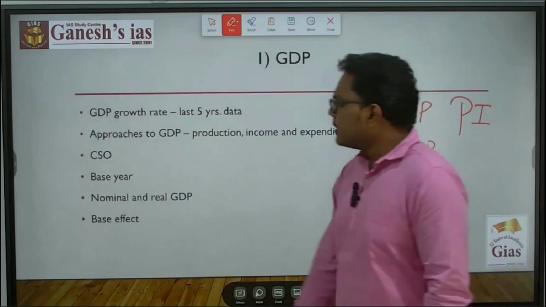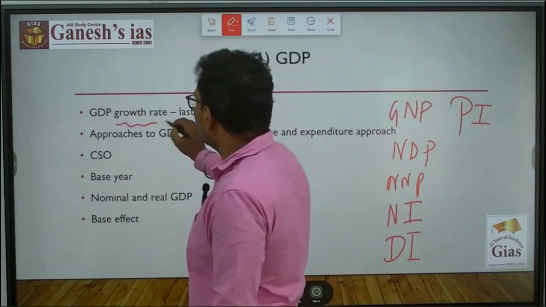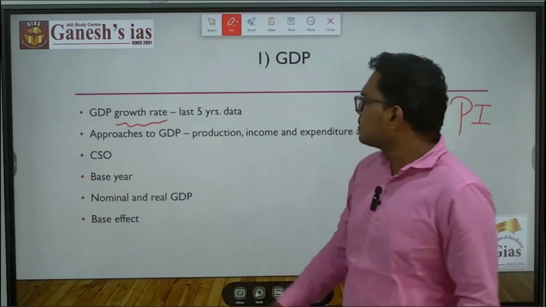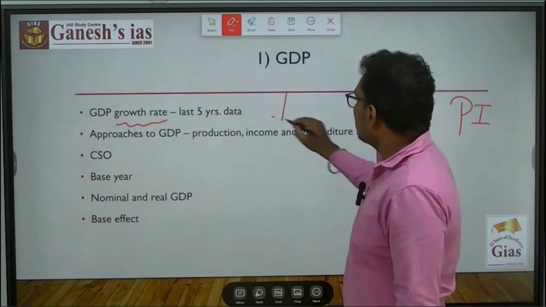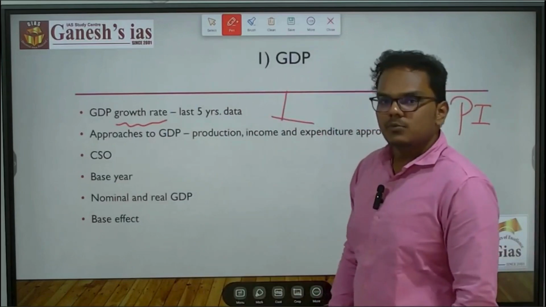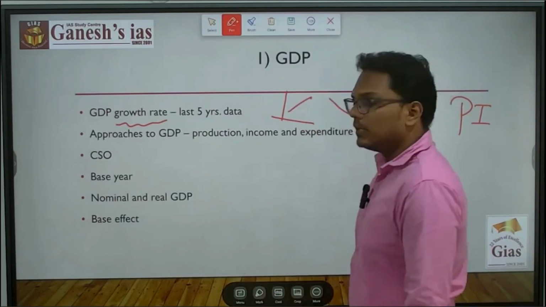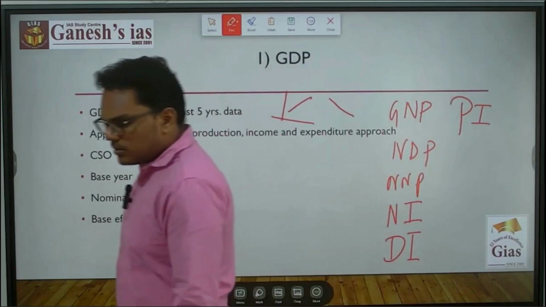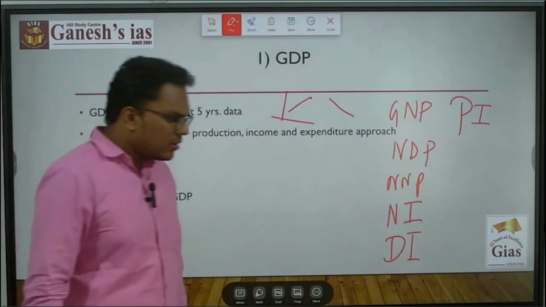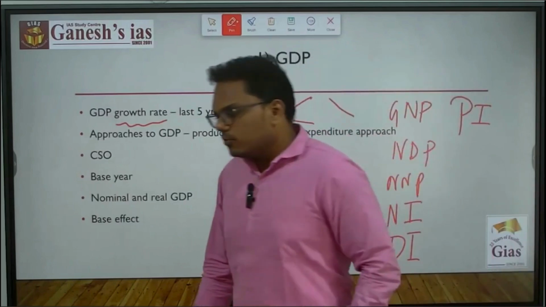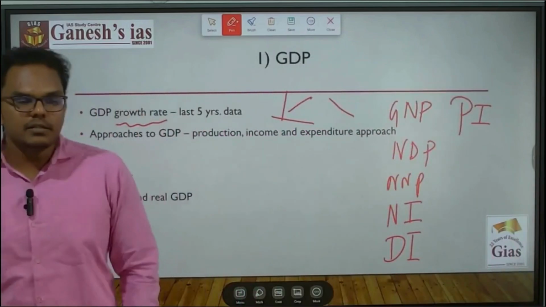Apart from that, you need to know about the GDP growth rate. See, generally how UPSC asks questions from GDP is, it will give a statement telling that in the last 5 years GDP growth rate has been steadily increasing or steadily decreasing. It will give statements like that. Usually the point with the Indian economy, or any economy for that matter, is that you will not have a steady, similar pattern kind of growth.